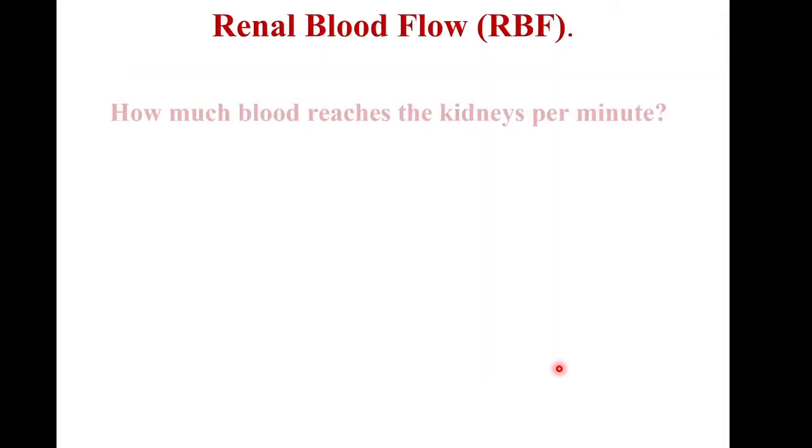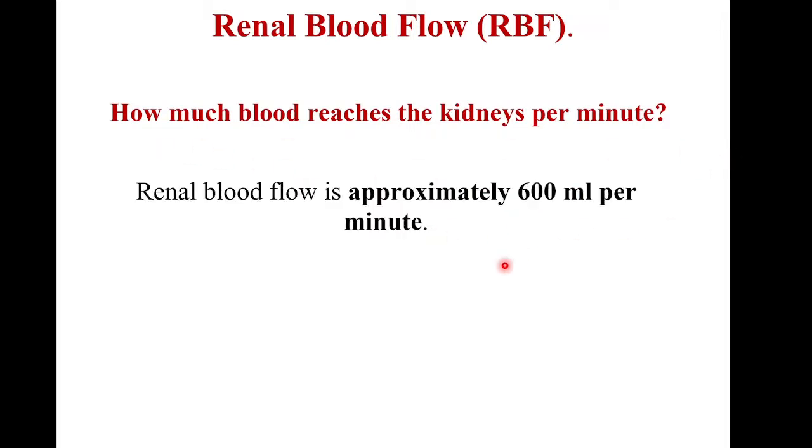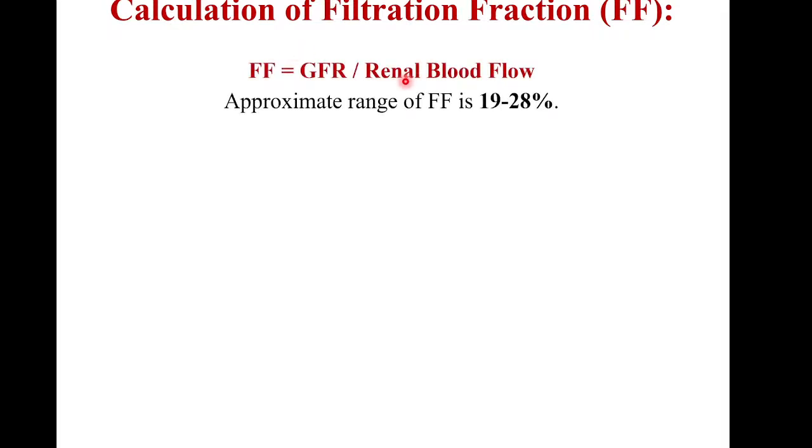Now let's understand the renal blood flow. How much blood reaches the kidney per minute? Renal blood flow is approximately 600 ml per minute. So this is an important question. From this renal blood flow, the filtration rate is determined, which tells us how much blood is filtered at the glomerulus. There is one formula to calculate the filtration fraction. Filtration fraction is calculated by GFR divided by renal blood flow, which is approximately 19 to 28%.